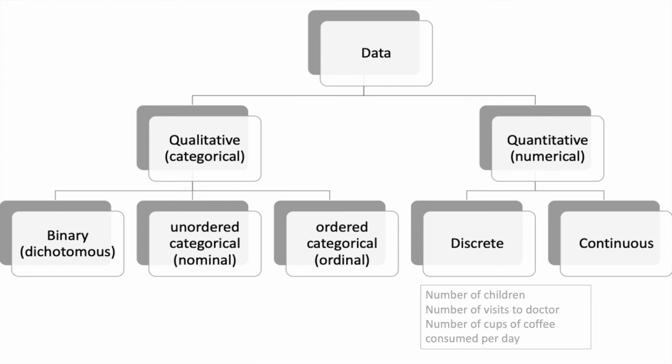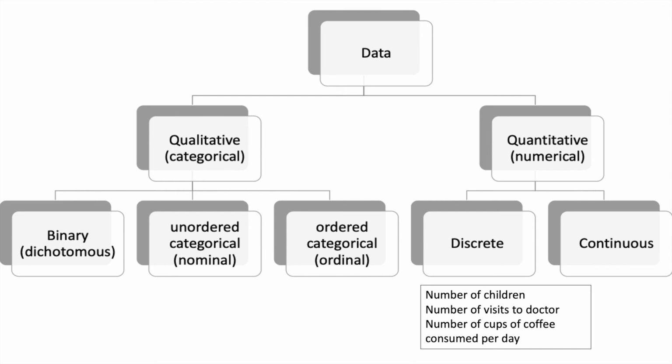So for the discrete, for example, the number of children, so 1, 2, 3. You cannot have 1.5 children, for example, right? So it has to be either 1, 2, or 3, and so on. The number of visits to the doctor, you cannot have 1.3 visits to the doctor. The number of cups of coffee you consume per day, for example.